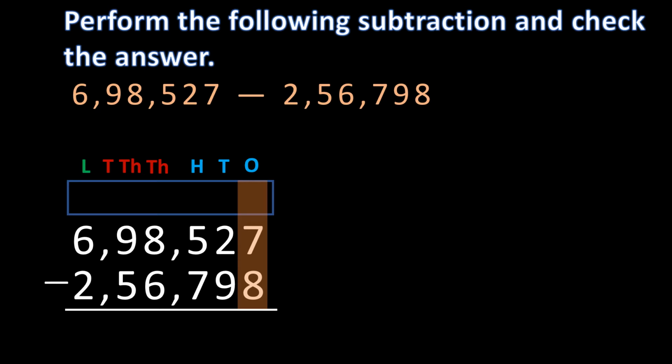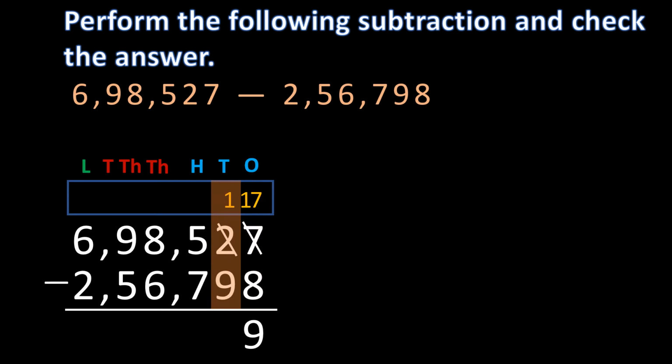Okay. Since 7 is smaller than 8, we cannot subtract 8 from 7. So what we have to do? Yes, borrow. So borrow 1 from tens place. Cut 2 and write 1 because we borrow 1 from it. Then write 1 in the ones place. It becomes 17. Now subtract 17 minus 8, we get 9. So write down 9 in ones place.